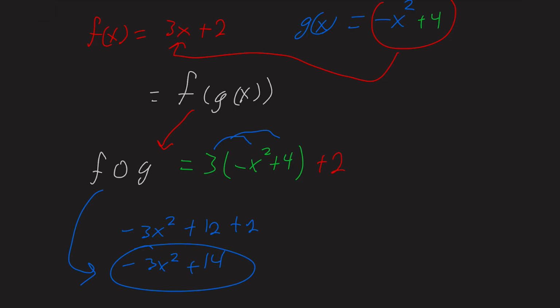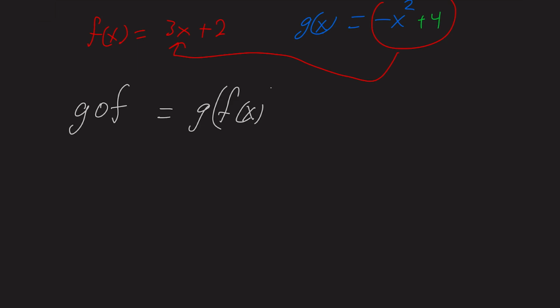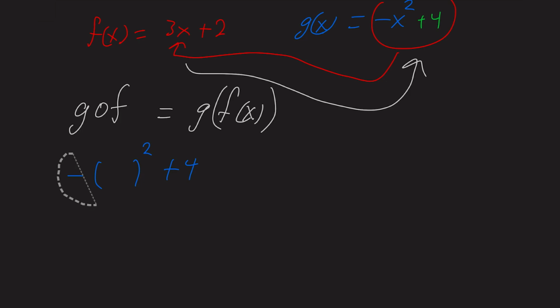Now, alternatively, I could be asked to find g of f. So let's go through that for a moment. G of f. That is going to equal g of f of x. So f of x is going to be our input into g of x. So let's write that out. G of x is equal to negative our input squared plus 4. And so what's our input going to be? Our input is going to be f of x, which is going to be 3x plus 2.